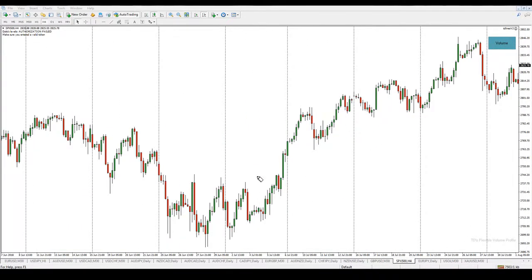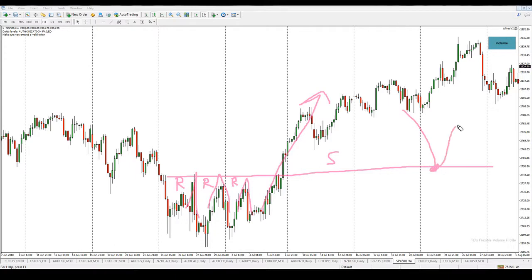A strong support in this case is this line, because as you can see, it worked as a strong resistance. And when the price went past it, it became a support. Alright, so this should be a strong support. If there was a pullback, it would be a good place to go long from.